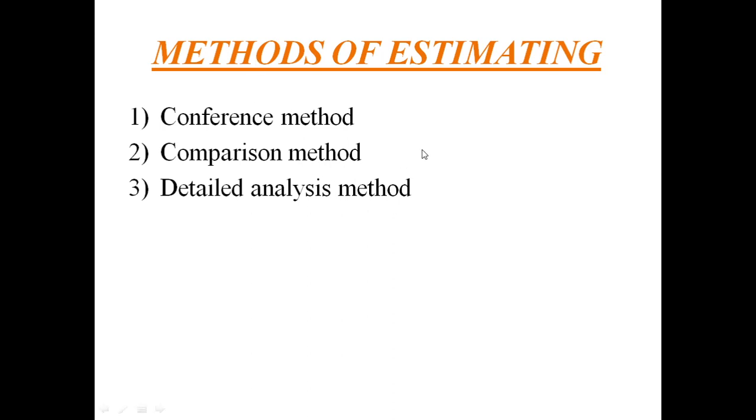Second one is comparison method. In this comparison method of estimating, the costs of similar parts are applied to the product and are adjusted to suit variations in the workpiece, material and labor cost. Thus, this method of estimating is based on the accumulation of past experience and data.